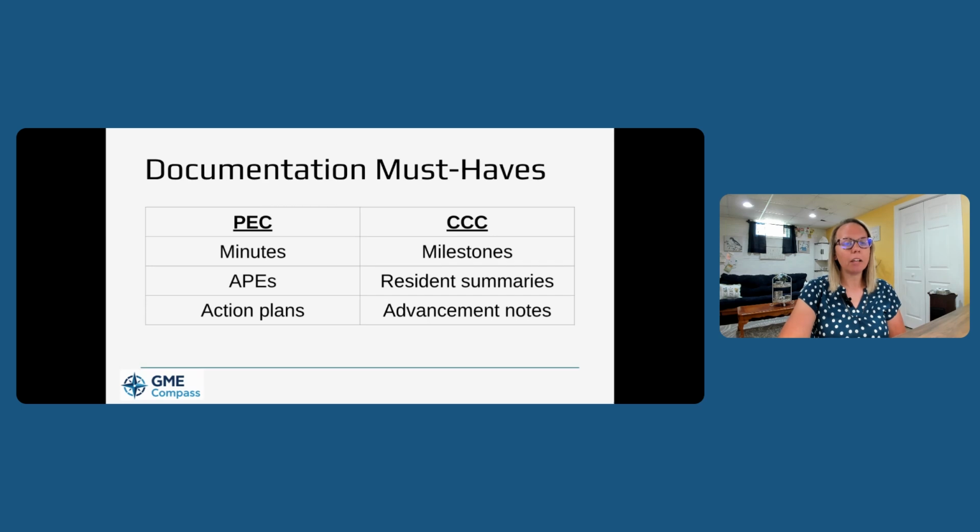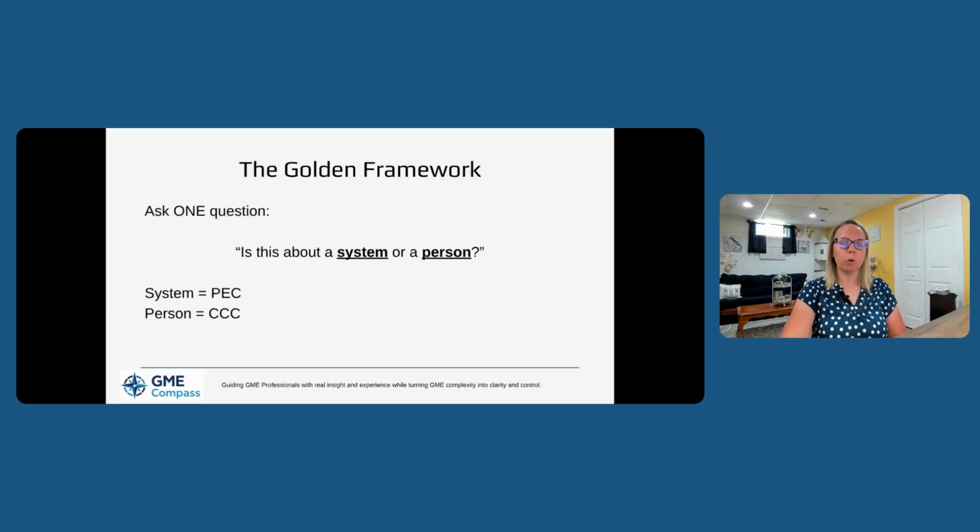Again, documentation matters tremendously for so many different reasons. PEC documentation should include your minutes, your annual program evaluations, as well as your action plans. Your CCC documentation needs to include your milestone ratings, resident summaries, as well as any notes with regard to advancement. Most importantly, keep those workflows separate. So now let's come back to the core framework again.